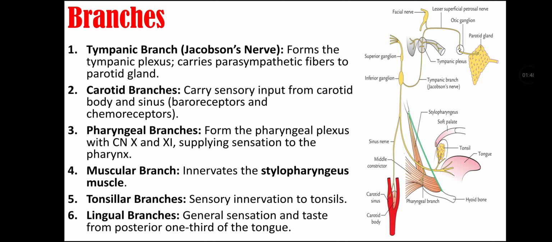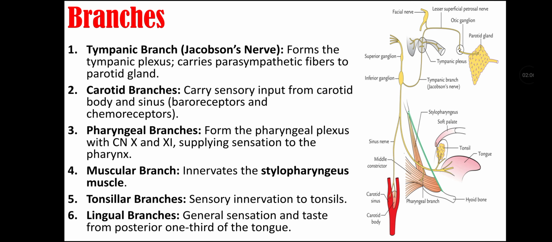Tympanic branch is also called as Jacobson's nerve. It forms the tympanic plexus. It carries parasympathetic fibers to the parotid gland. Second branch is carotid branches that carry sensory input from carotid body and sinus that includes baroreceptors and chemoreceptors.